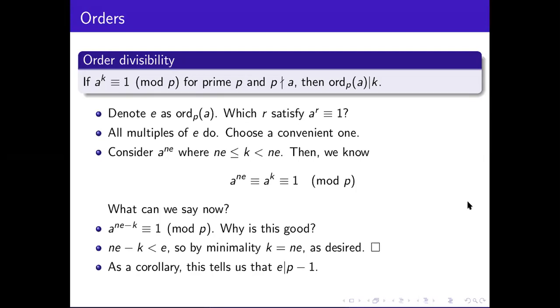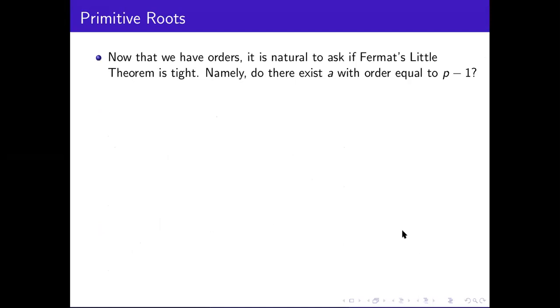So now let's get into some more interesting properties about orders. It's natural to ask if Fermat's little theorem is tight. Namely, do there exist a with order equal to p minus 1? Somebody asked, how do we find e? Orders are very tricky to find in general. We can find a ton of properties about them, but it's really hard to actually find the order. That's why, for the most part, we generally like to use FLT instead of finding the order of numbers, unless the numbers are special, but orders can give us a lot of insight into questions.